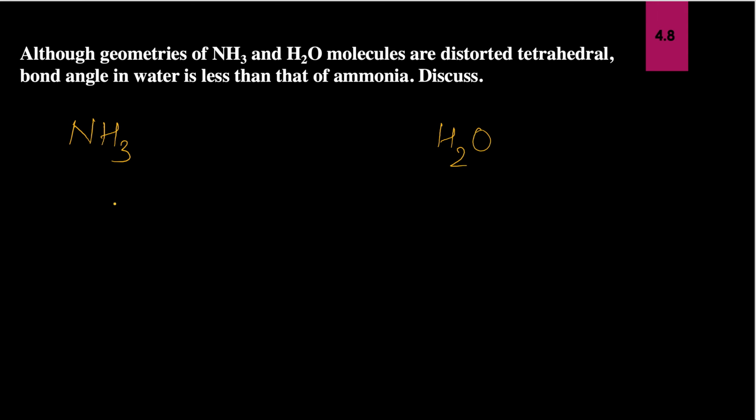Okay. When I try to draw the structure of this, I have 3 hydrogens, 2 nitrogen, and nitrogen belongs to group 15, so it will have one lone pair of electrons. When I look at the water structure, I have 2 hydrogens, and then oxygen belongs to group 16, therefore I have 2 lone pairs of electrons.